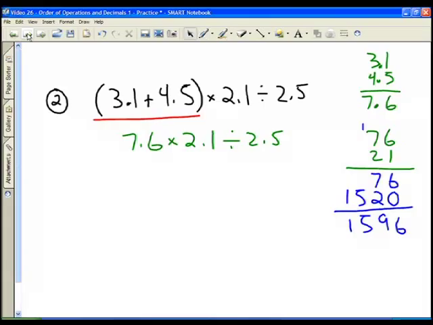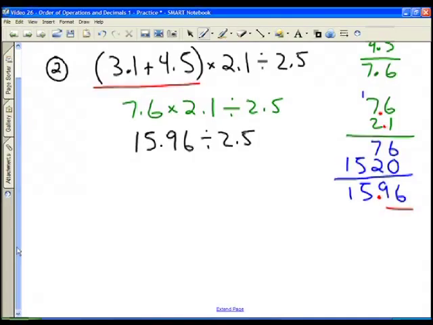And I have 2 decimal places, so you can do it like this too if you like. You have 2 decimal places in your question, so you need to have 2 decimal places here in your answer. And 15.96 is the result when 7.6 is multiplied by 2.1. So now 15.96 divided by 2.5. And I'll leave a spot for my answer here.